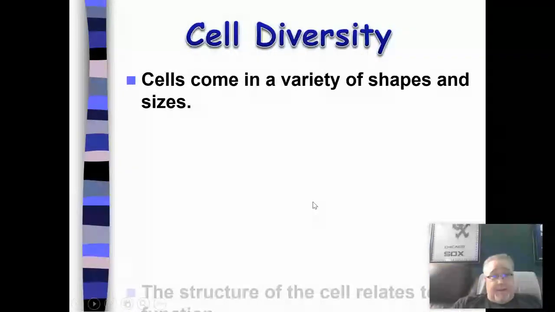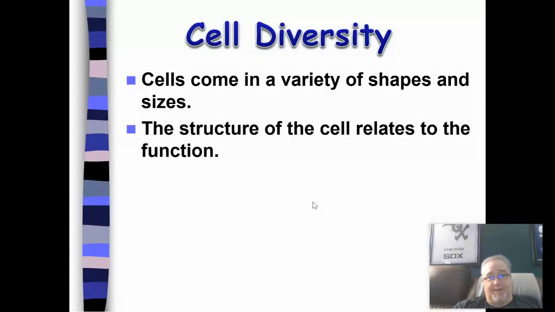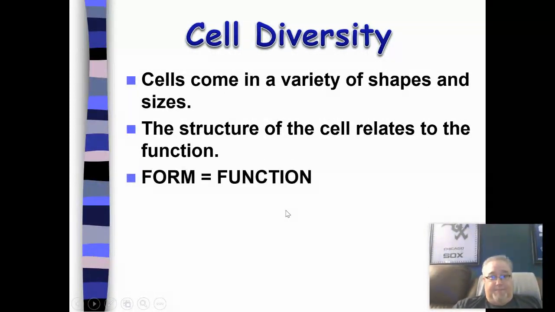Now, the thing about cells, as we get into this, you're going to find out that there's a lot of different types of cells. Your body, for example, probably consists of dozens and dozens of different types of cells, right? You've got liver cells and kidney cells and brain cells and skin cells and heart cells, all these different types. Their shape sometimes tells you a lot about what they do. We call that form equals function.